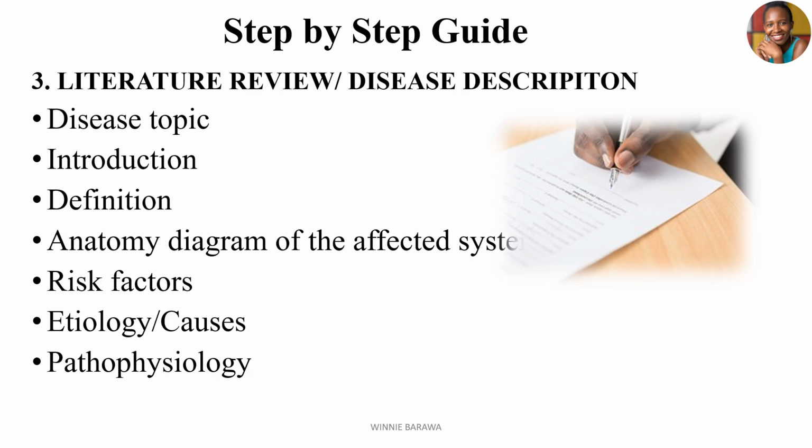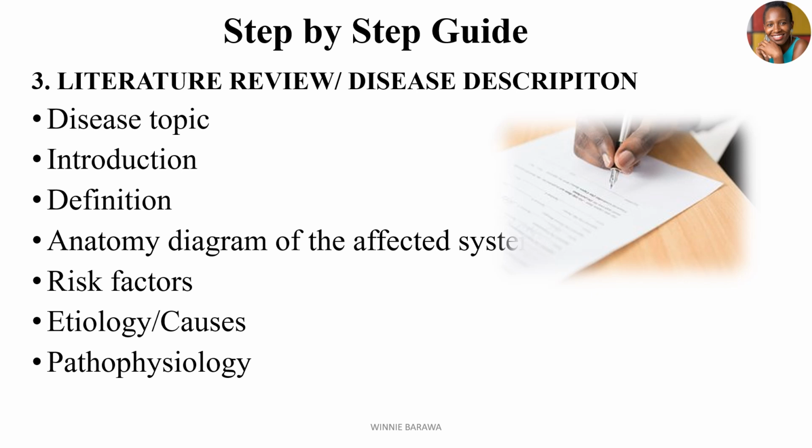And the third segment is on literature review and disease description. So in the literature review or disease description, we would like to describe in details pertaining to the disease and any components that need to be known about this illness. So most of the time here under literature review or disease description, we'll need first to introduce the topic or the disease diagnosis itself. Then we begin this.